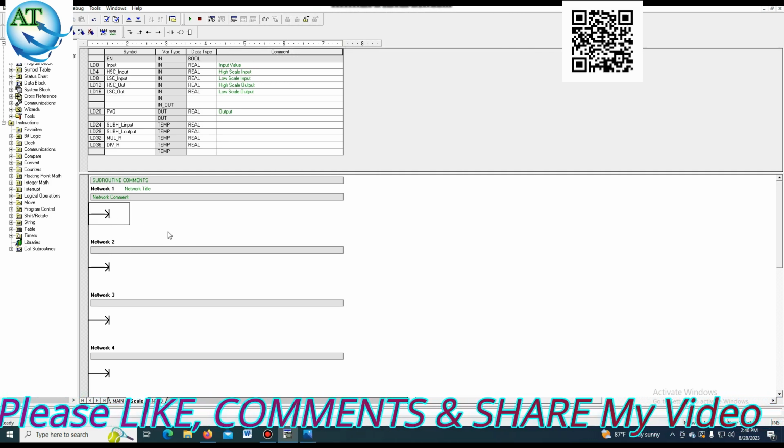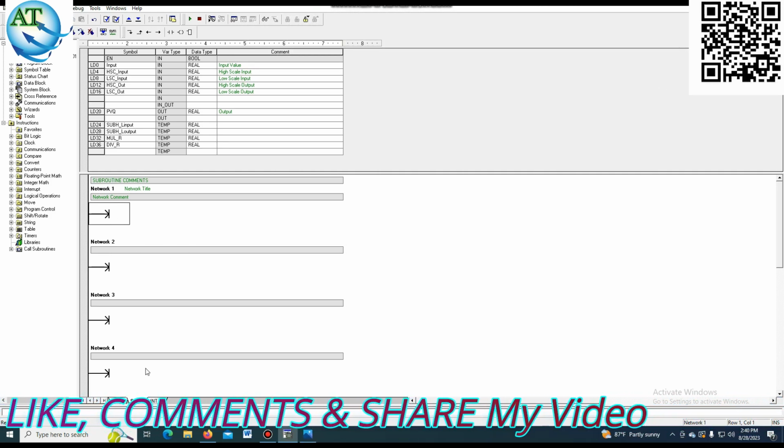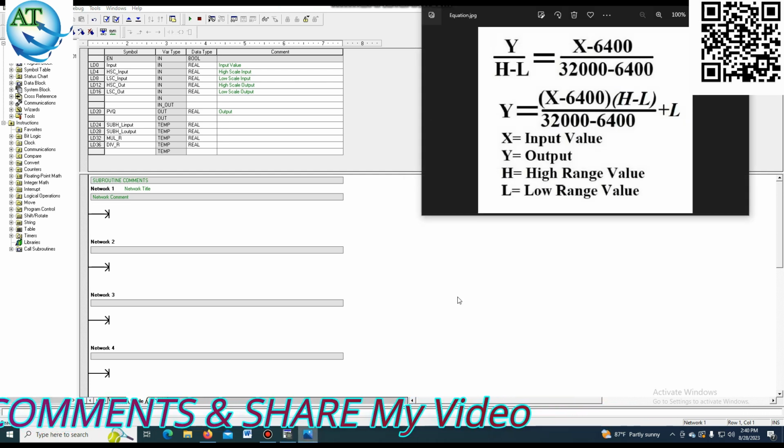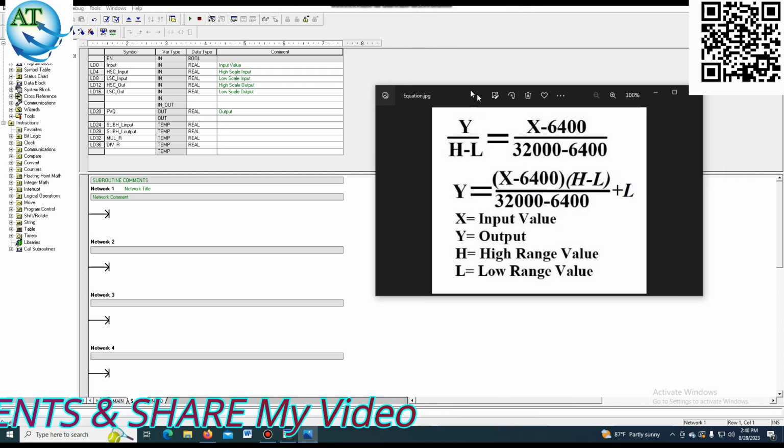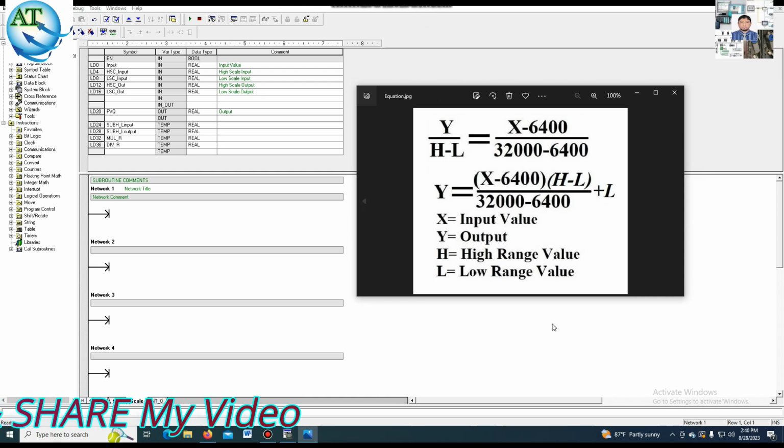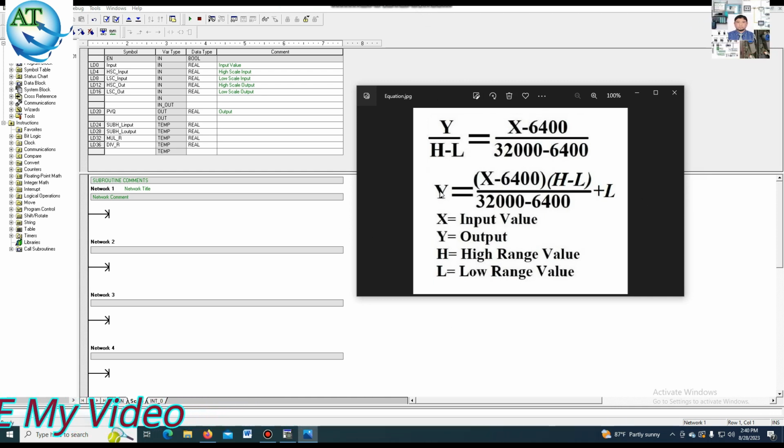Now we start the scaling program that we have to design. This is the equation that we can follow. This is the output y, and this equation is a scaling equation. So we make the logic program, that means the program that uses this equation.